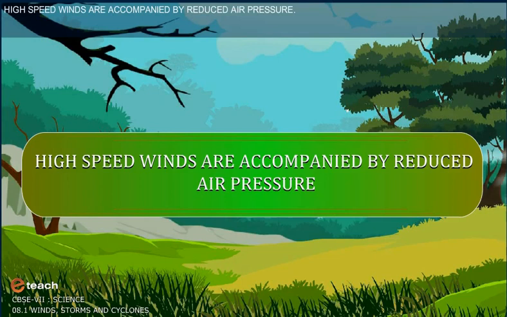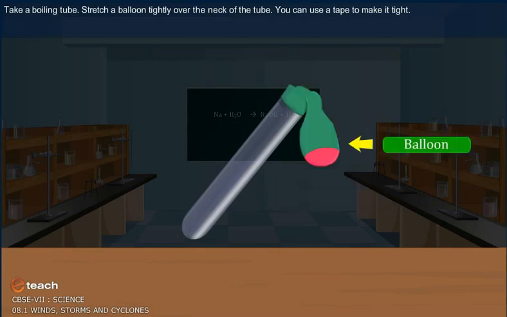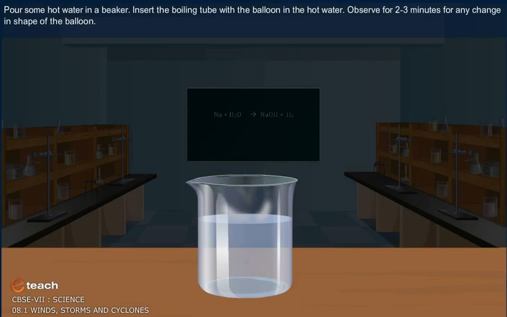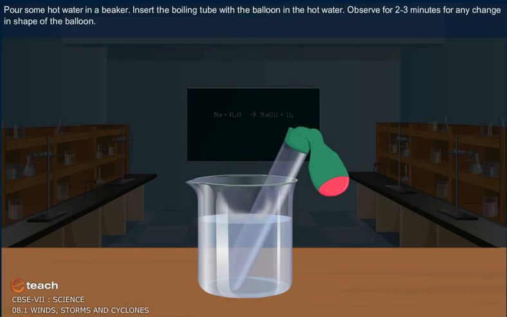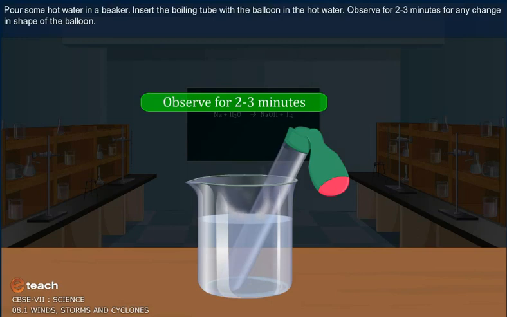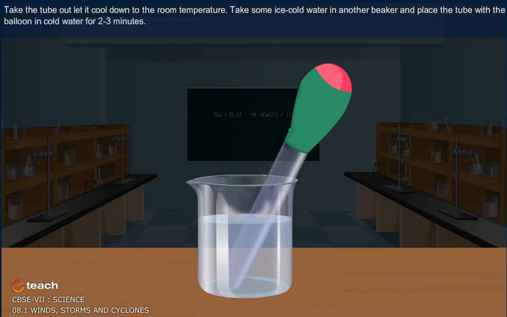High-speed winds are accompanied by reduced air pressure. Take a boiling tube. Stretch a balloon tightly over the neck of the tube. You can use a tape to make it tight. Pour some hot water in a beaker. Insert the boiling tube with the balloon in the hot water. Observe for 2 to 3 minutes for any change in the shape of the balloon. The balloon is inflated when the boiling tube is placed in hot water. From this first observation we conclude that air expands on heating.